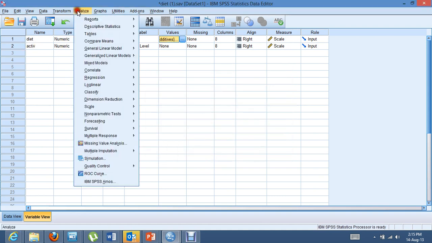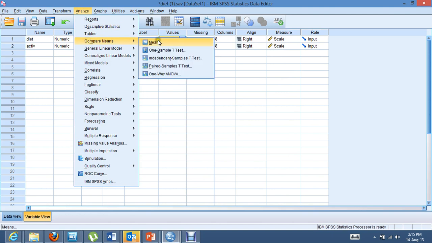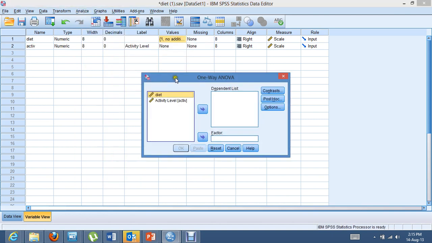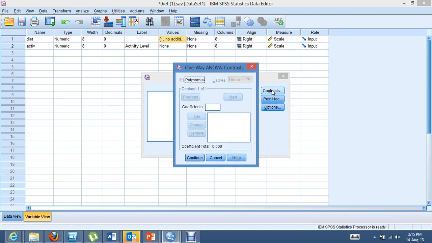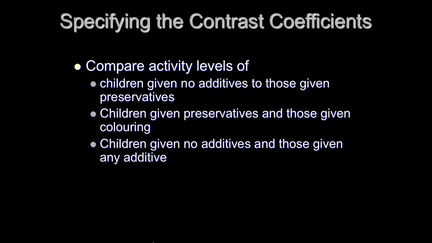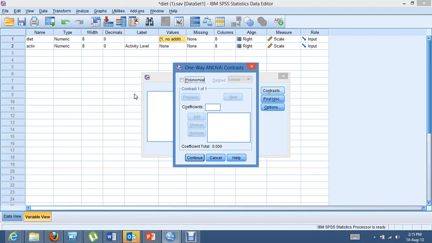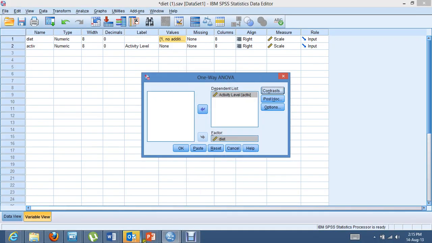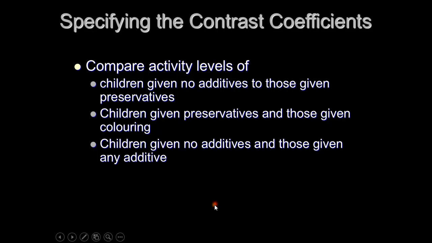Okay, so we go up to analyse, compare means, one-way ANOVA. We put diet in the factor because that's our four groups, and activity level in the DV, and then we specify our contrast. So these are our planned contrasts. Now if we go back here, we start with the first one, children given no additives to those given preservatives. We need to actually specify the contrasts that we want to apply.